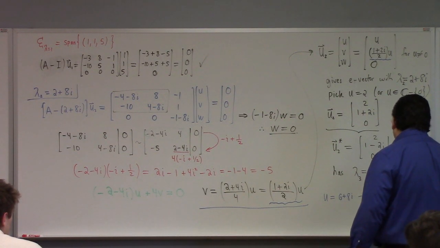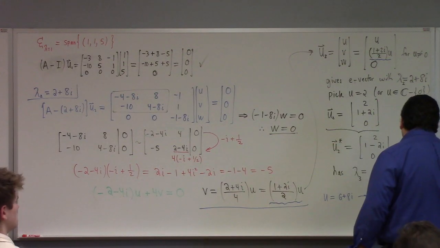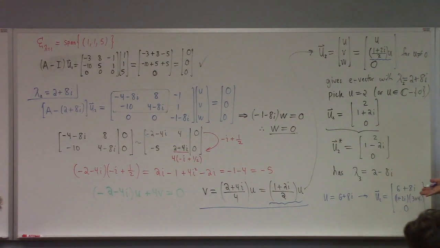1 plus 2i times 3 plus 4i, 0. You know, that would have been my eigenvector. And still the complex conjugate of that would be an eigenvector for, you know, 2 minus 8i.